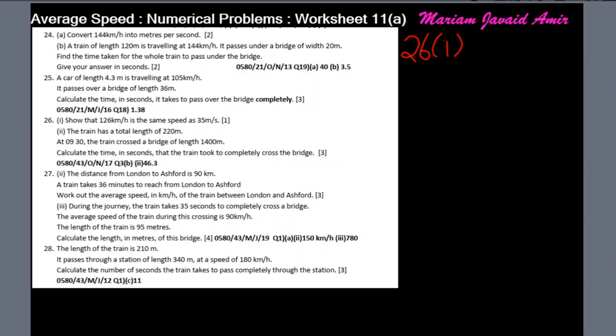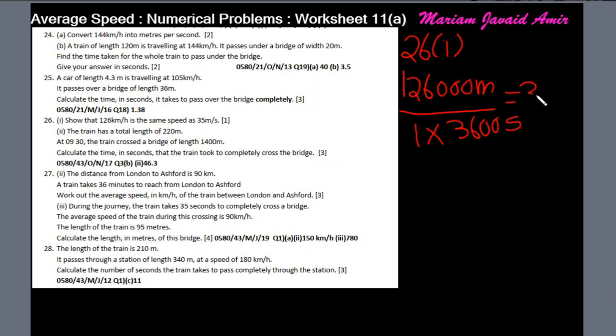Question number 26. Show that 126 km per hour is the same as 35 meters per second. So 126 kilometers can be changed into 126,000 meters, over 1 hour, which can be written as 1 times 3600 seconds. So this should give 35 meters per second. Okay, part 2.